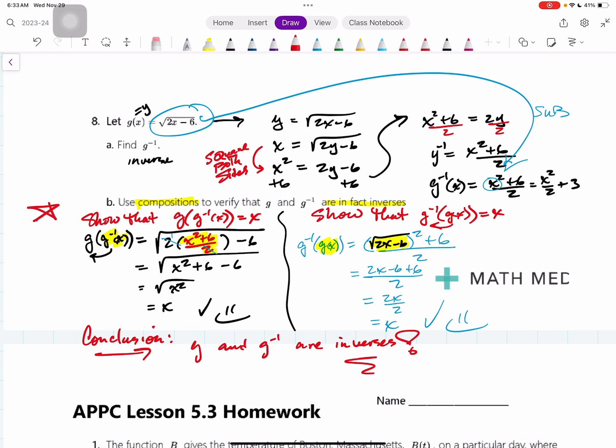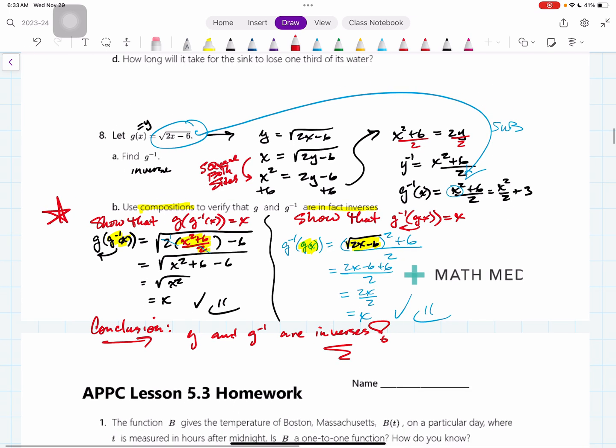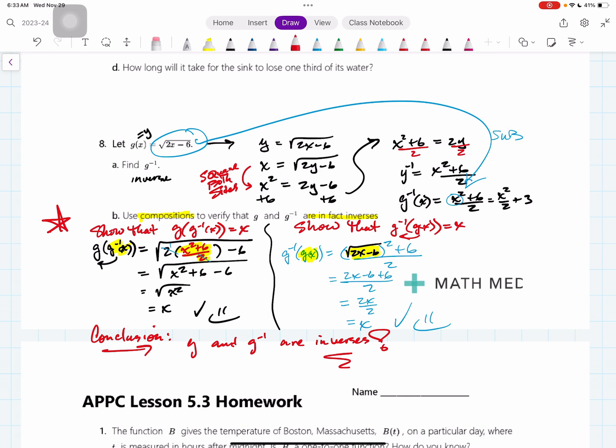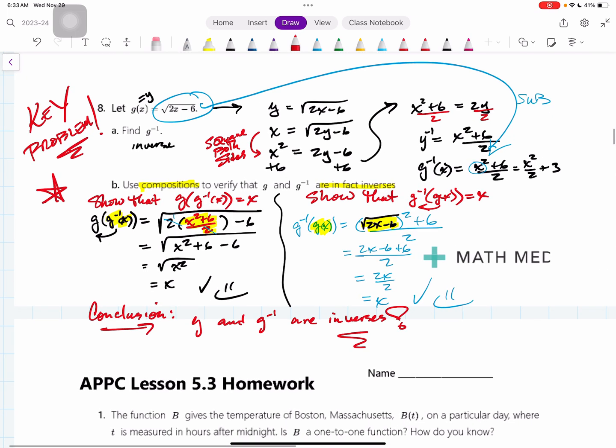And this is an important one, so make sure you do this one. And make sure you understand it really well. These are key essential problems, okay? Key problem. So make sure you study it, make sure you understand it fully, all right?